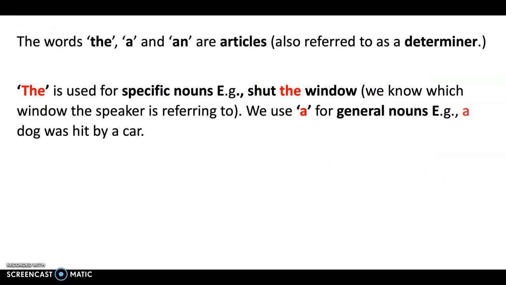The is used for specific nouns, for example, shut the window. We know which window the speaker is referring to. We use a for general nouns, for example, a dog was hit by a car. This lets us know that we're not sure whose dog it was, because if it was the dog was hit by a car, we know which dog is being referred to.